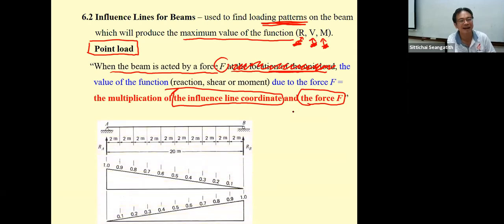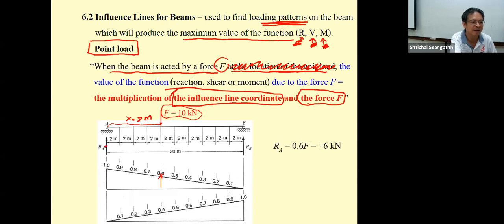Like this one: if I have a beam, my beam is subjected to a point load of 10 kilonewton at the coordinate x equal to 8 meter. If we would like to determine the A sub y, we find the coordinate 0.6 and then multiply 0.6 with 10, and we get R sub A equal to 6 kilonewton.